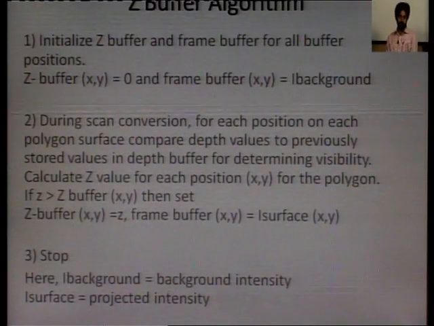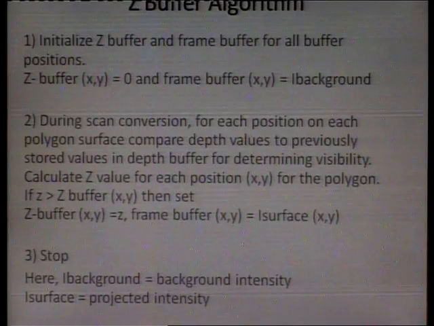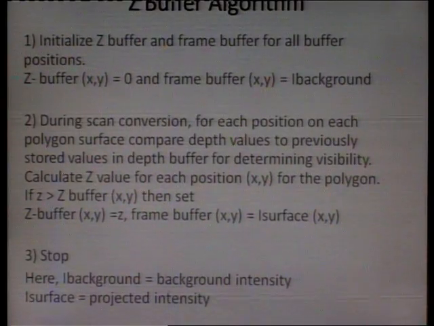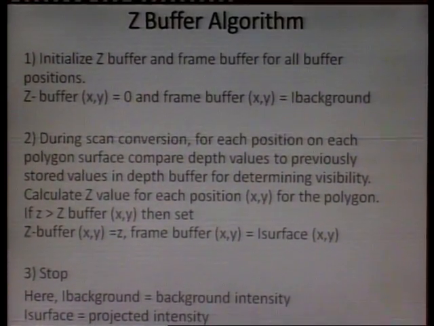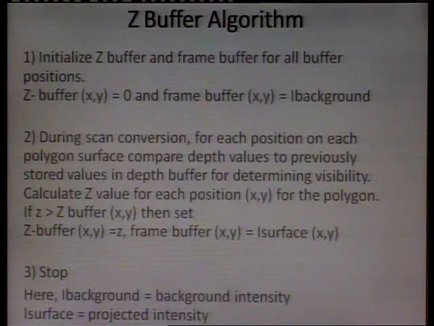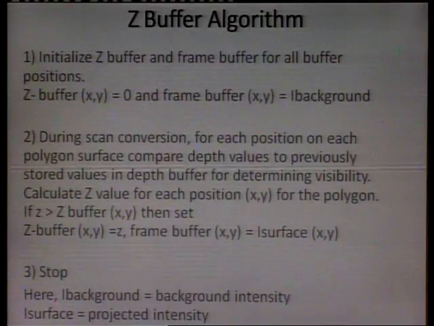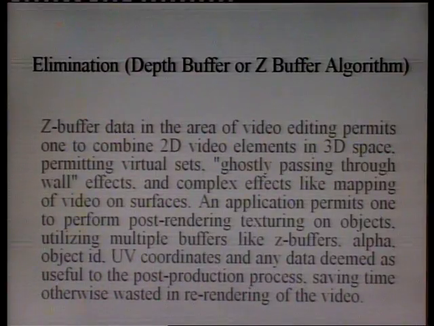If Z is greater than Z buffer x, y, then set the Z buffer x, y equal to Z, or frame buffer x comma y equal to surface x, y. Then stop here. I background equal to background intensity, or I surface equal to projected intensity. So this way you can see the depth or Z buffer algorithm.